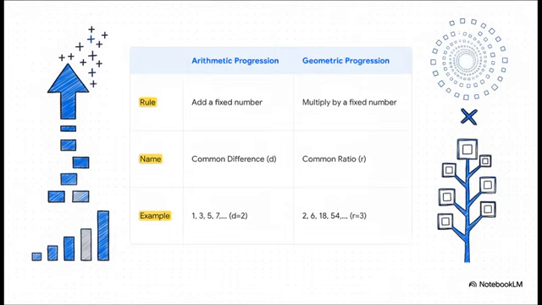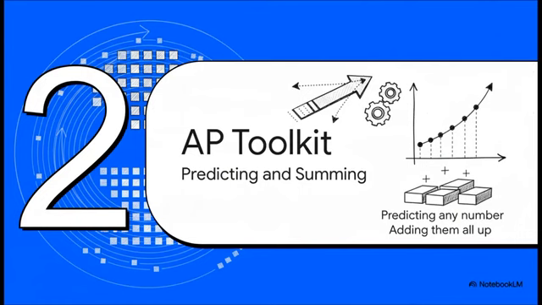On one side, you have the arithmetic progression, or AP. That's our adder. The rule is simple. You just add the same number over and over. We call that number the common difference, or D. On the other side, you've got the geometric progression, or GP. That's our multiplier. Here, you multiply by the same number each time, and we call that the common ratio, or R. So one's about adding, the other's about multiplying. That's the key. So let's really dig into the adder first and build a little toolkit for these arithmetic progressions.